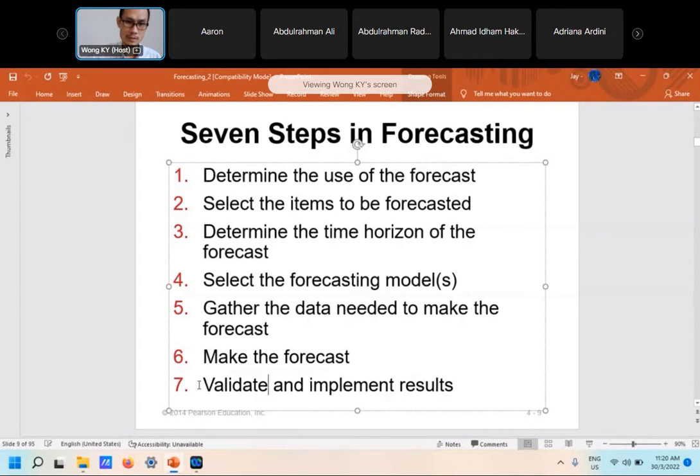Okay, validate means verifying how accurate is the forecast. So how to verify the accuracy of the forecast? Normally we calculate the errors. Okay, later I'll come to that. We'll calculate the errors, and then if the errors is acceptable, then we can actually implement the results. Means we can follow the forecast.